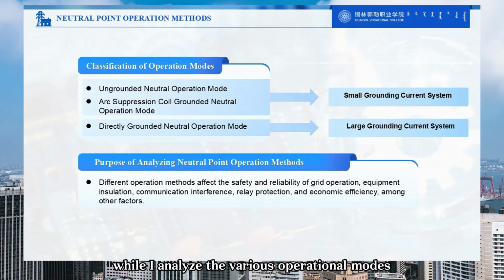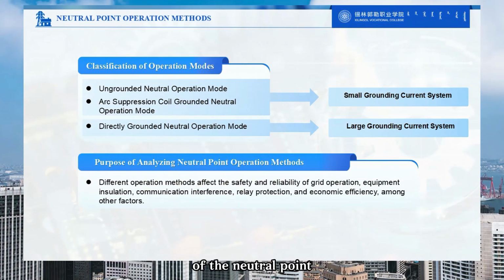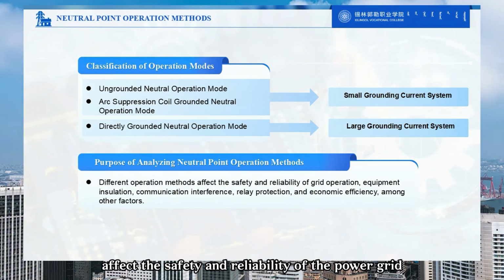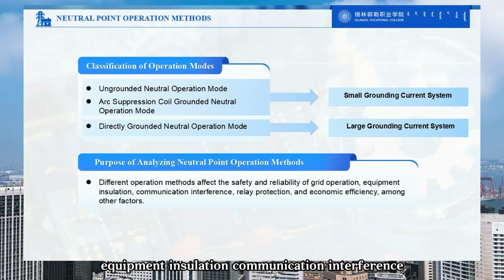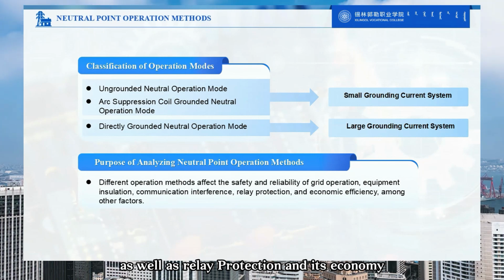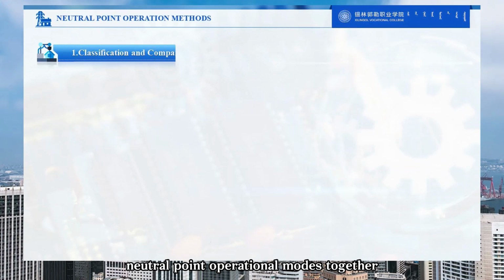Why analyze the various operational modes of the neutral point in the power system? Because different operational modes affect the safety and reliability of the power grid, equipment insulation, communication interference, as well as relay protection and its economy. Next, we will analyze the characteristics of the three neutral point operational modes together.